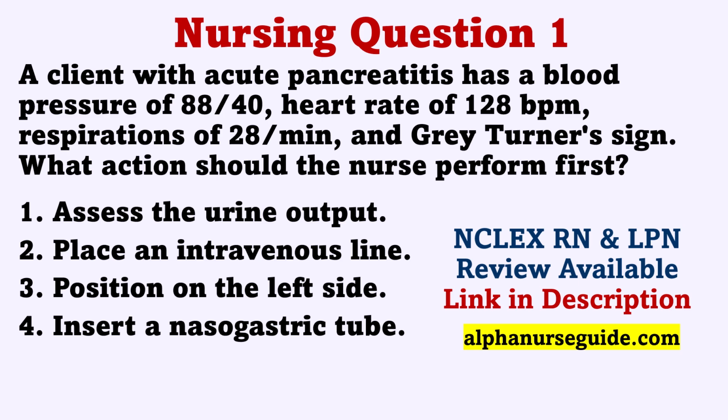The correct answer is 2. Place an intravenous line. Gray-Turner's sign is a bluish discoloration in the flank area caused by retroperitoneal bleeding. The vital signs are showing hemodynamic instability. IV access should be obtained to provide immediate volume replacement. The urine output will provide information on the fluid status. A nasogastric tube is indicated for clients with uncontrolled nausea and vomiting or gastric distension. Repositioning the client may be considered for pain management once the client's vital signs are stable.